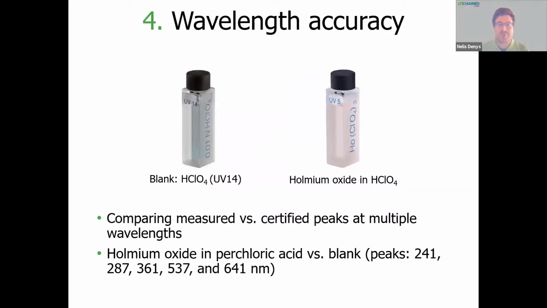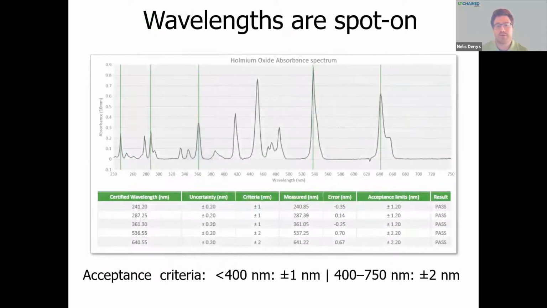Now, stepping away from absorbance, wavelength accuracy can be determined by measuring the absorbance spectrum of traceable certified reference material with well-defined peaks at multiple wavelengths and comparing the measured to the known peak maxima. Holmium oxide in perchloric acid is an internationally accepted liquid intrinsic wavelength standard, identified in both United States and European Pharmacopeia. The acceptance limits of the measured peak maxima are calculated by adding the measured uncertainty to the acceptance criteria. All measurements are well within the criteria, as the largest error between expected and measured is actually only 0.7 nanometers.